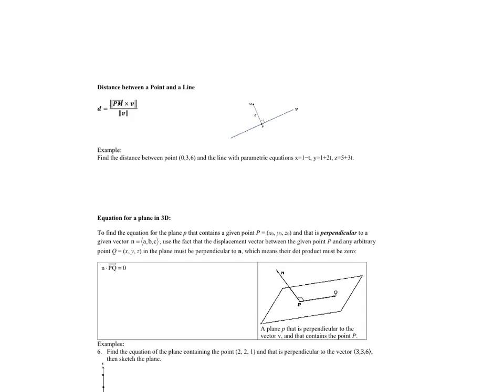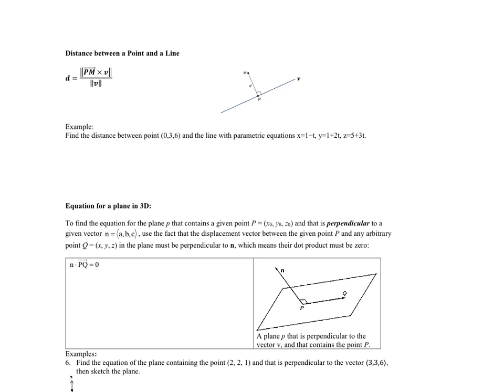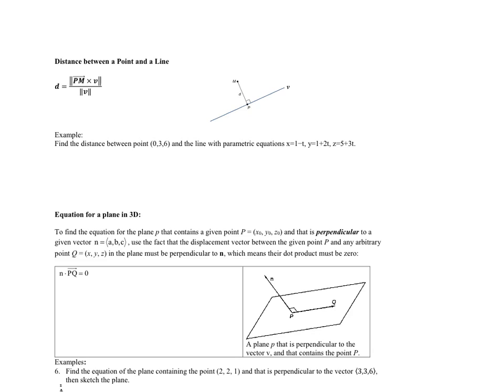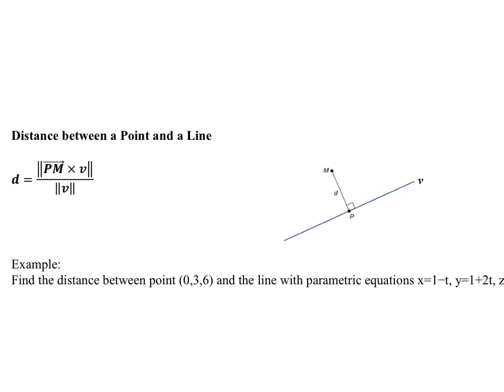Okay. So, distance between a point and a line. We just found the intersection between a point and a line, so now we have the distance between the point and the line. The definition of this is fairly straightforward. It's the cross product between, we're calling it PM, which, if we look at the diagram, is the distance that we're actually looking for, and vector V, over the magnitude of V.